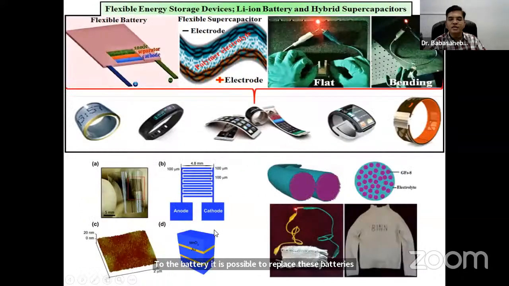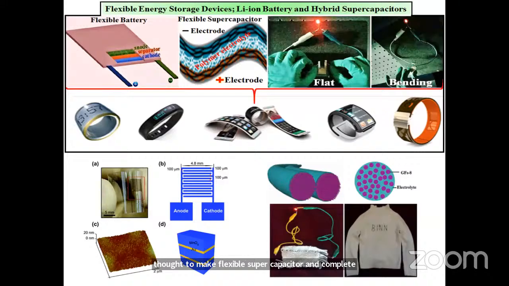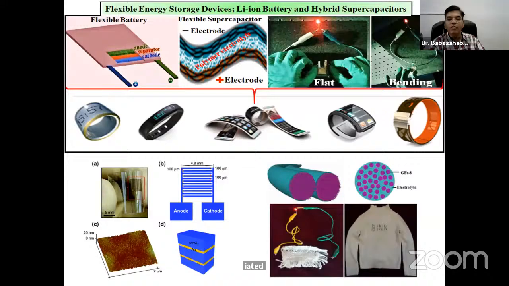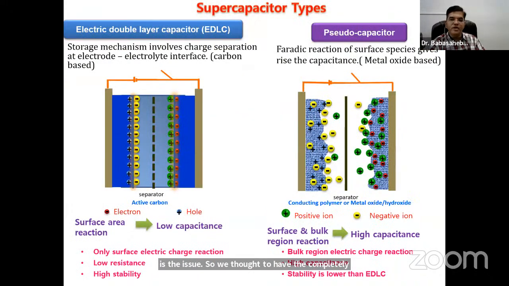Not only this, nowadays a lot of applications are coming up, like flexible electronics and wearable electronics, where you require an energy storage device which can be flexible. So we thought to make a flexible and completely solid state supercapacitor, because if it is liquid there is a sealing problem, and with a sealing problem you cannot bend it. So we thought to have a completely solid state supercapacitor, so it can be flexible as well as solid state.